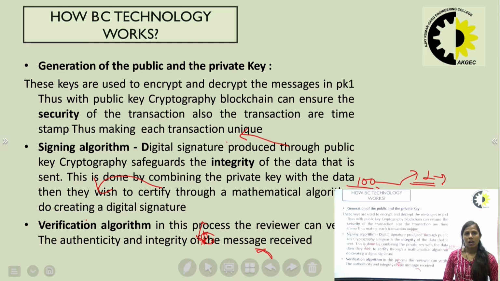Then comes the signing algorithm. The signing algorithm maintains the integrity of the data. For example, if I send a message to a particular person, only that person should receive whatever information I have sent. It certifies that the information is correct, with no modification or alteration in between. So how can the person verify that? We have a verification algorithm, in which the receiver can verify the authenticity and integrity of the message received.